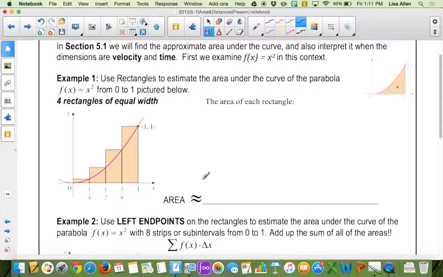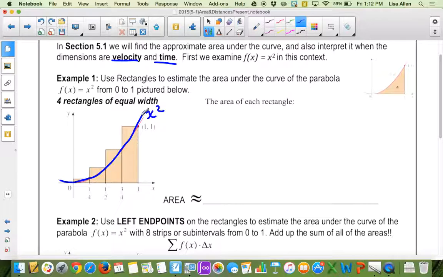Okay, 5.1. We will approximate the area under the curve and also interpret it when the dimensions are velocity and time. First, we examine f of x equals x squared in this context. So we're going to use rectangles to estimate the area under the curve of the parabola x squared. Here's x squared. So x squared is the curve as you see it coming up. And we're using 4 rectangles from 0 to 1.